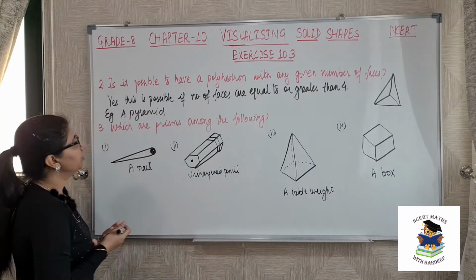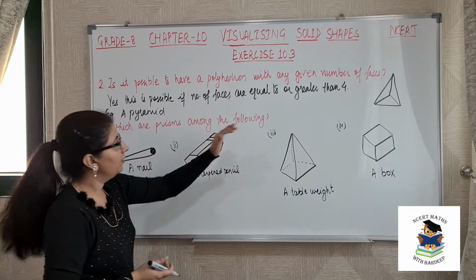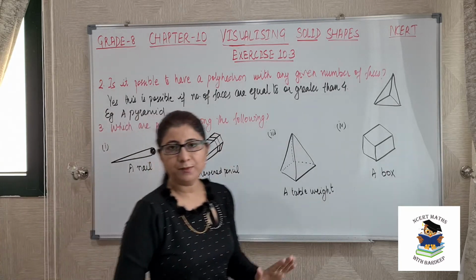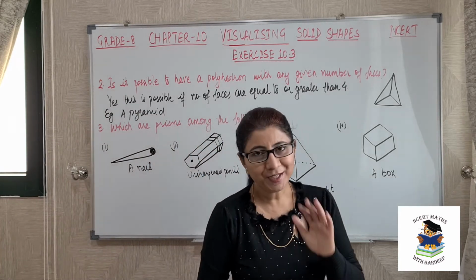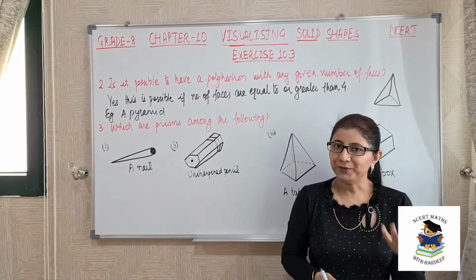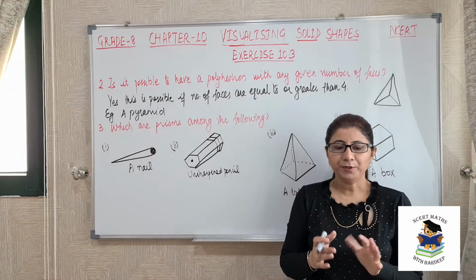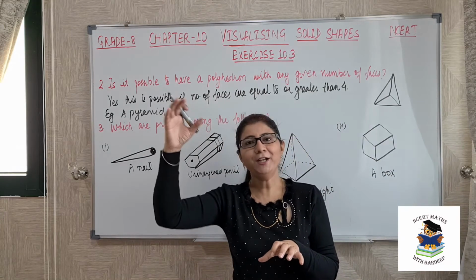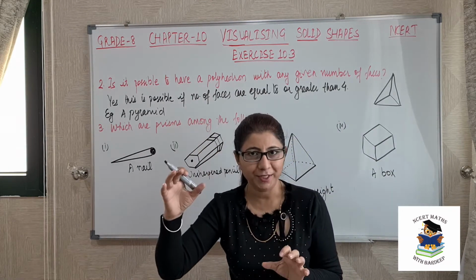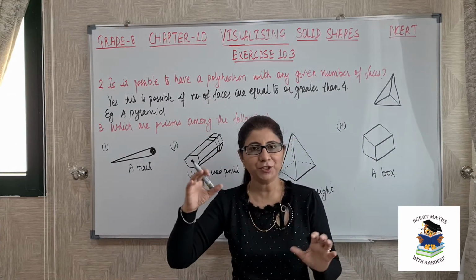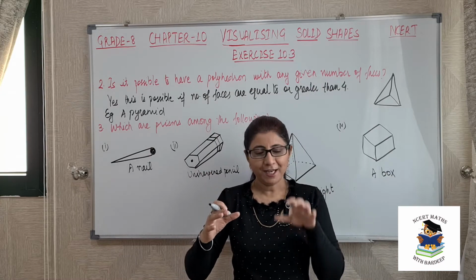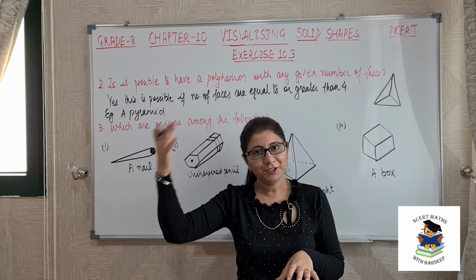So next is third question. Which are prisms among the following? So these 4 shapes are given. So how to identify whether the given polyhedron is a prism or pyramid? In case of prism, both base and top should be congruent. Okay, that means they have similar shapes in the base and top.